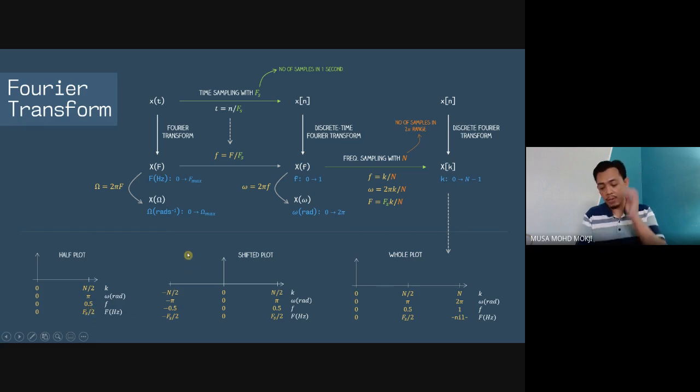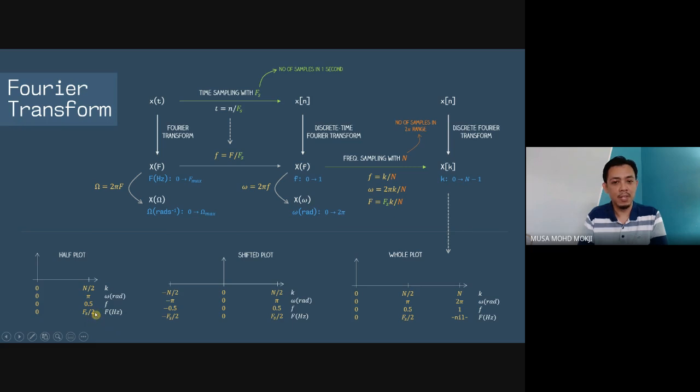And I think in our previous class I made a mistake. I put this as 1. So please correct that. This is from 0 up to 0.5, not 1. And if it is in hertz, it is from 0 up to Fs over 2, our sampling frequency divided by 2. That will be the maximum frequency because of the Nyquist theorem.